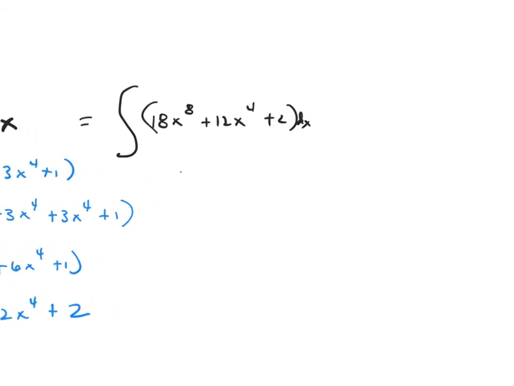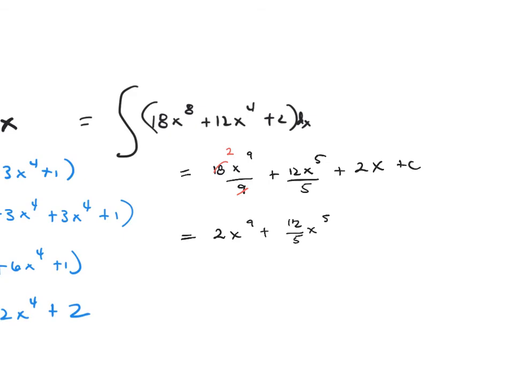We don't need any U-substitution or anything fancy here. We're just using the power rule. So this would be 18x to the 9th over 9 plus 12x to the 5th over 5 plus 2 times x. Remember, the integral of a constant is that constant times x. We need our plus c. Do I want to simplify a little bit if I can? So I have 2x to the 9th plus 12/5 x to the 5th plus 2x plus c.